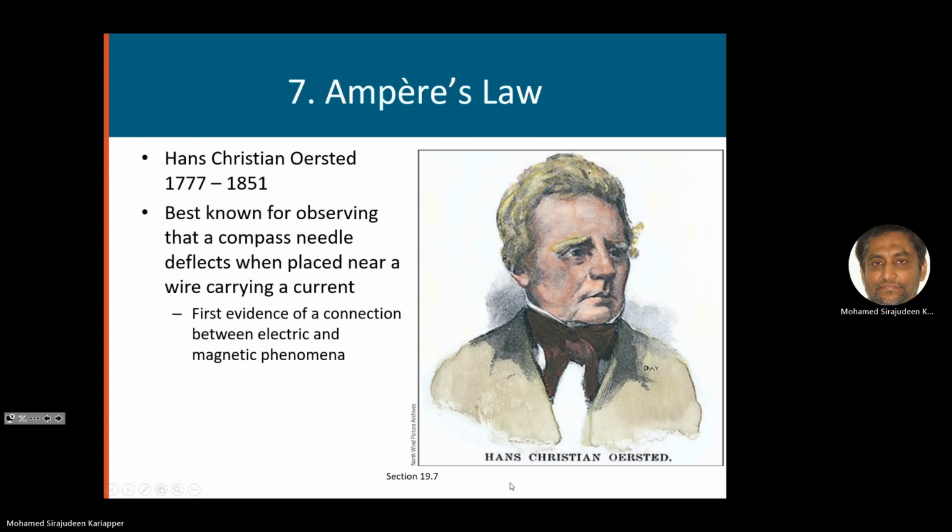Ampere's law. That is a law that tells you how to get the magnetic field from a current carrying wire. So that is Ampere's law.